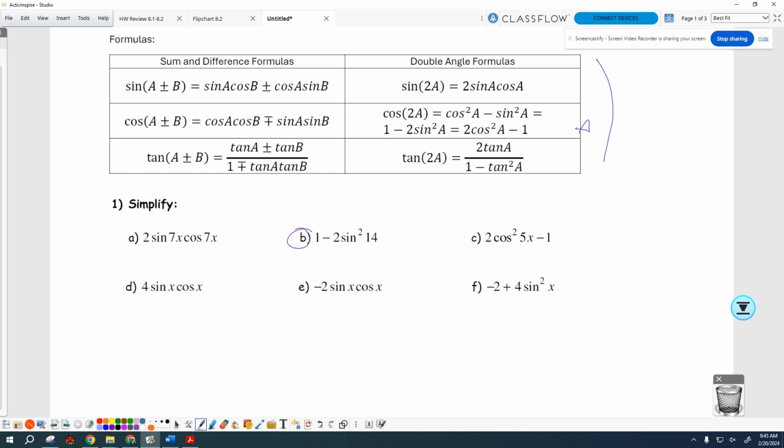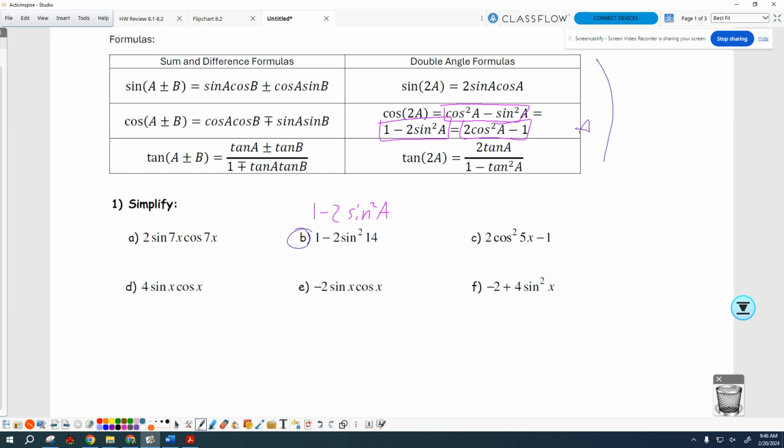And guys, cosine 2a double angle formula, there's 3 of them. So Peter, which one does problem 2 or B fit? The top one, the left one, or the right? The left one. So this is like 1 minus 2 sine squared a.